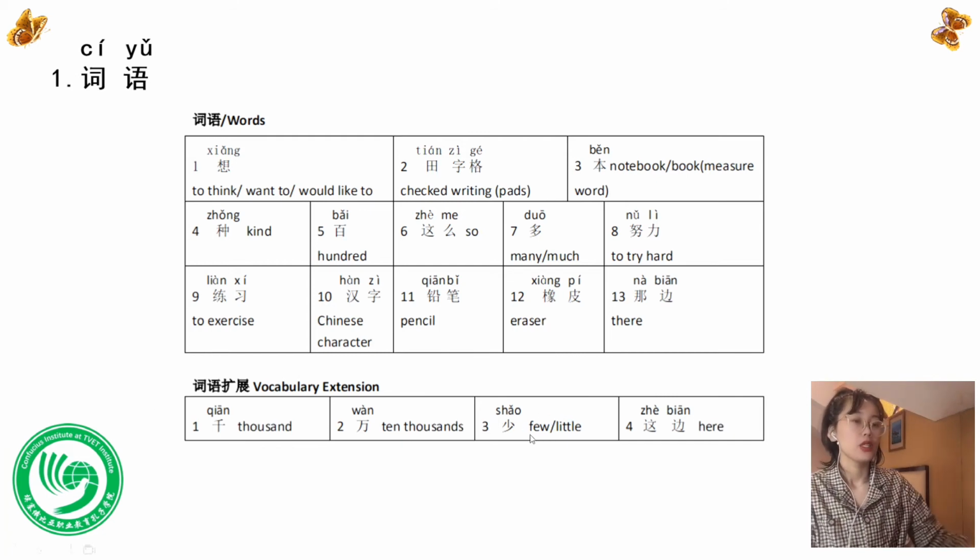And you could also say so little, 这么少. 这么少, okay? And the next one, 这边. Here. This way, here. 这边. Okay? Maybe the classroom is here. 教室在这边. Okay?